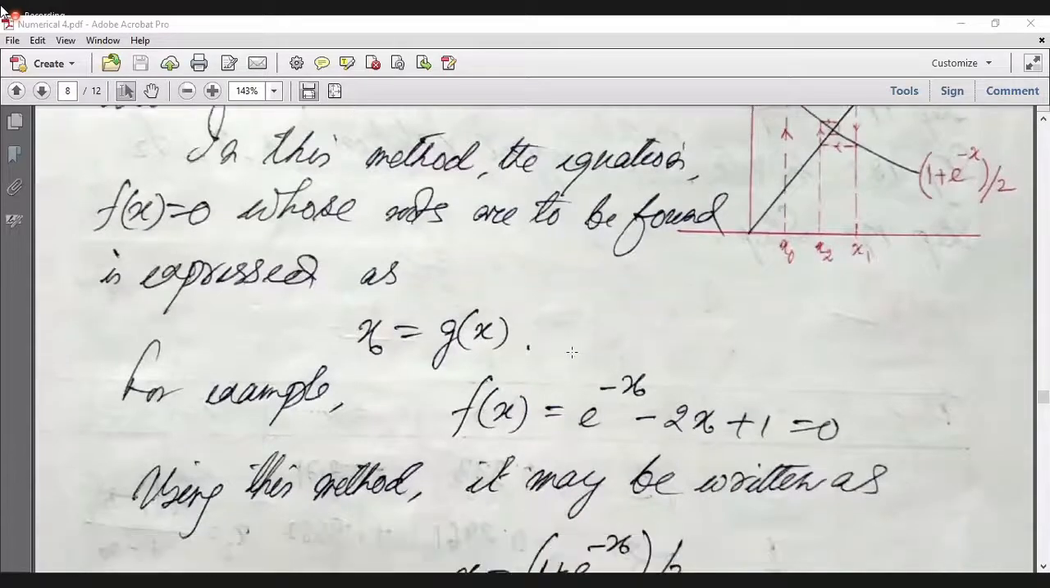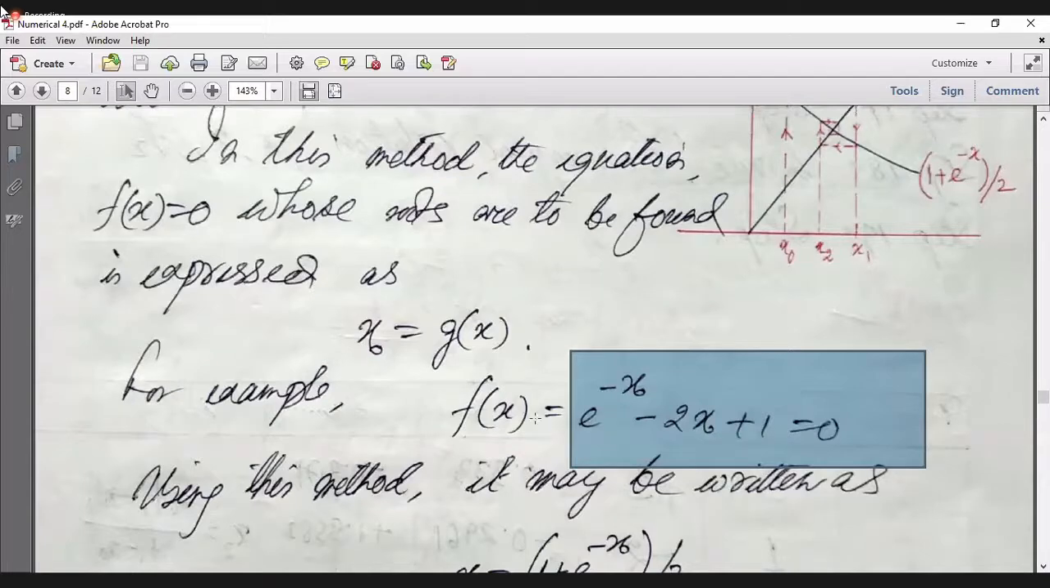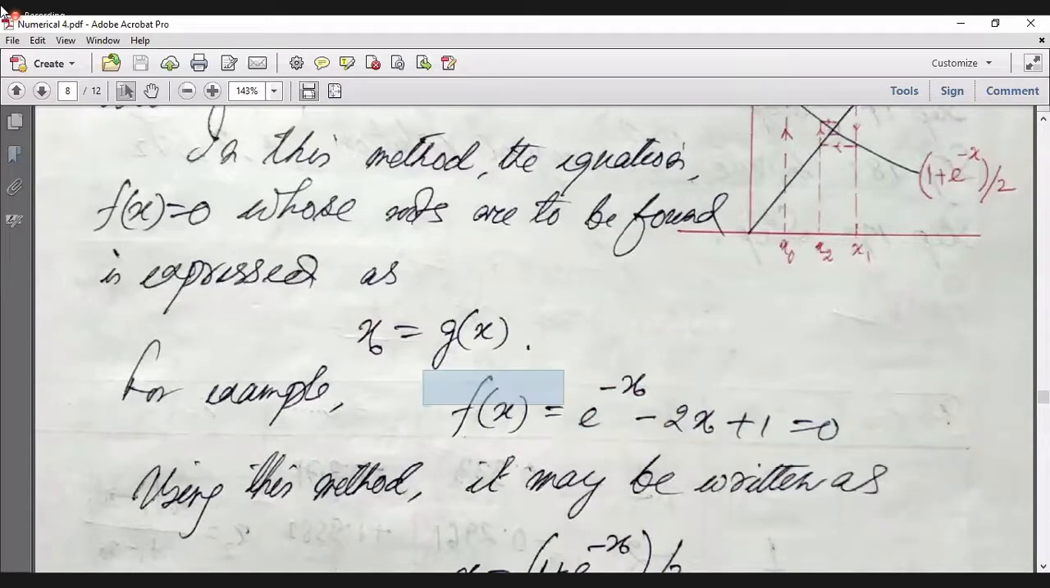Suppose, let us say this is our given equation. So from this, now let us say this is our f of x. Now, how to solve this?